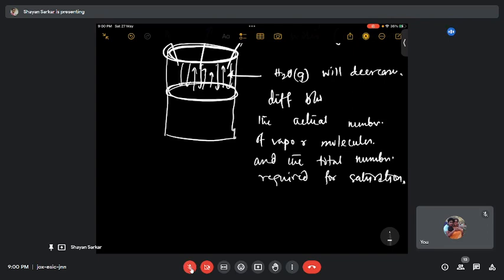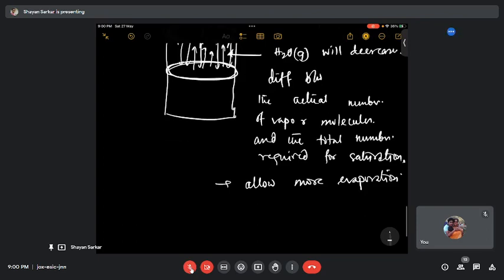It will allow more evaporation because previously it was in saturated condition. Okay, it was in saturated condition, and now this is under saturated condition. Okay, to gain the saturation condition, the water will evaporate more and more water. Okay. Clear?